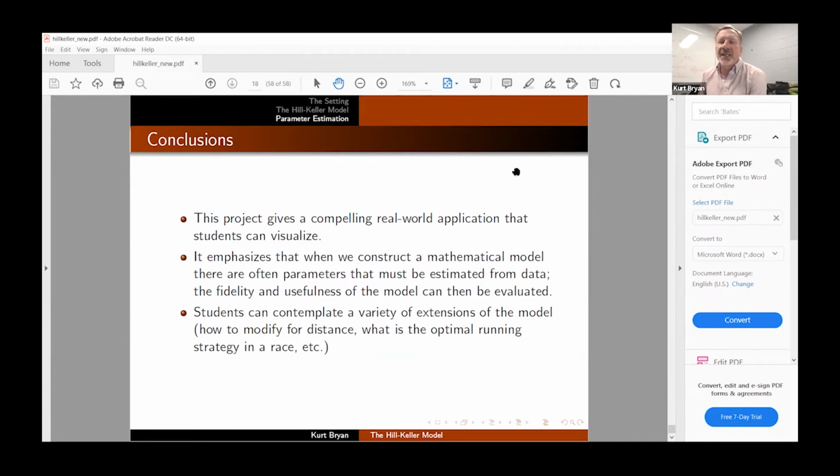One of the students did some research on exactly that, how the model has been adapted to distance running, and then it's an optimal control problem to say, how can I get to the end of a 10-mile race as fast as possible? Should I go fast at the start and tough it out? Should I start slow and go faster? Should I run an even pace? I know there's been work on that, and these optimal control problems are a little bit much for a second-year DE class probably.